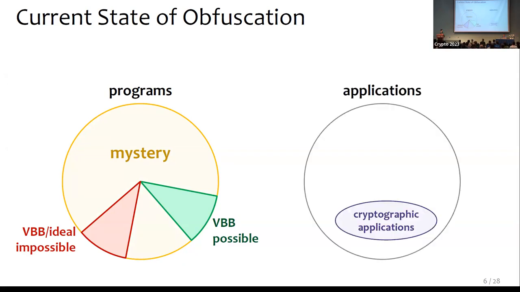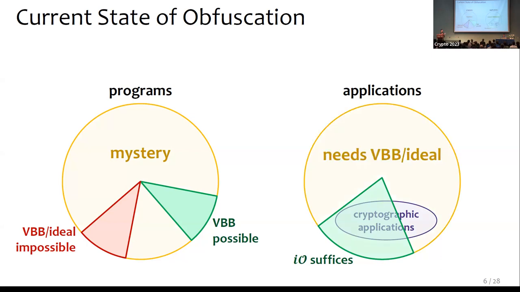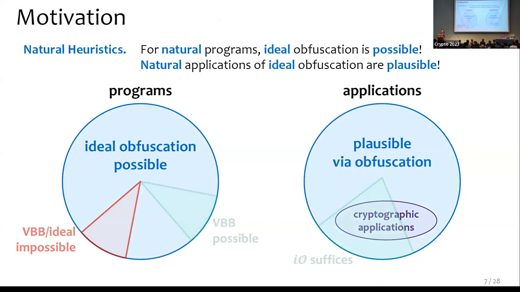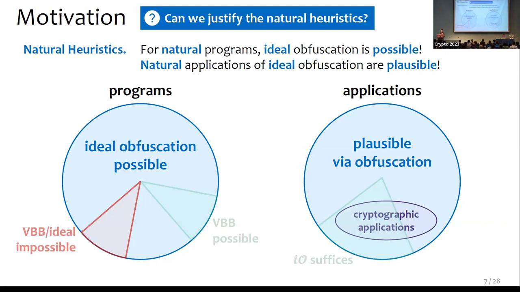If you look at the domain of applications, crypto applications are only a tiny fraction of them. And for some applications, mostly crypto, we can solve the situation using I/O, but the rest, more natural applications, including some of the crypto applications, still seem to require ideal obfuscation. Personally, I hold an optimistic worldview and argue for the natural heuristics. For natural programs, ideal obfuscation is possible, and for natural applications of ideal obfuscation, we think they're plausible. Can we justify them? This is the motivation of our work.